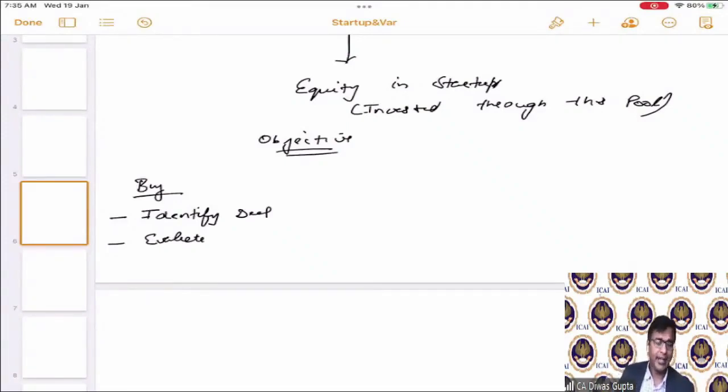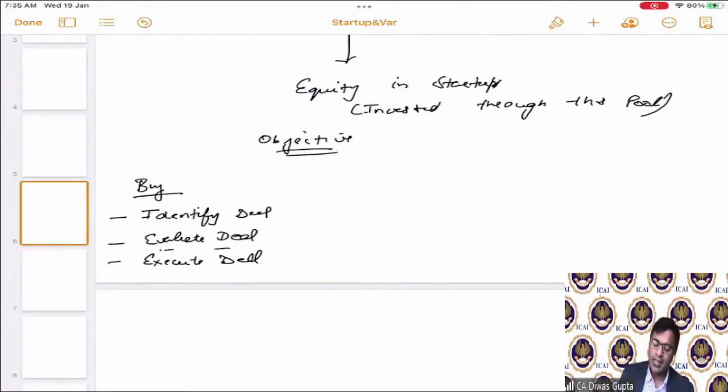So they will identify the deal, the right kind of startup company to invest in, then they will evaluate the deal, and then they will execute the deal. Correct, these three steps are involved in the buying process.